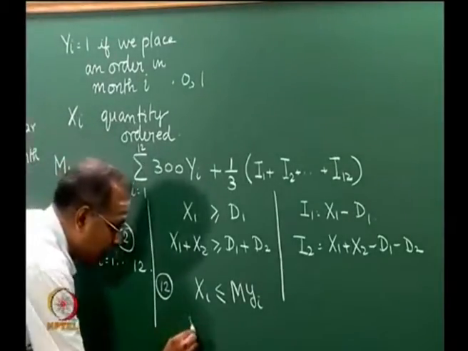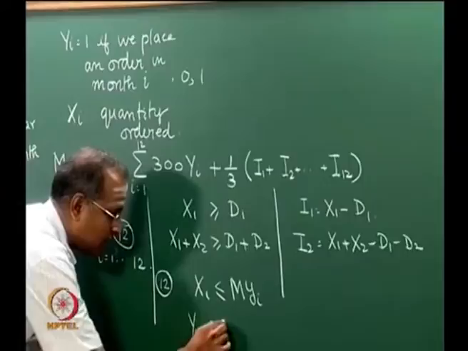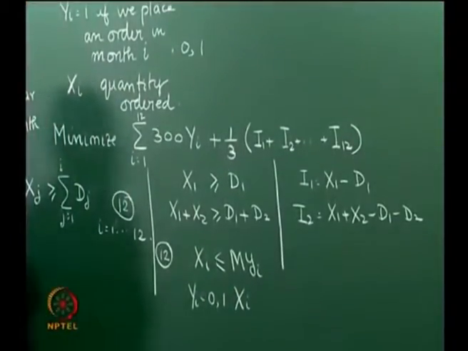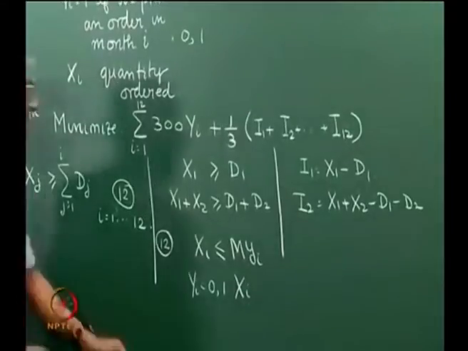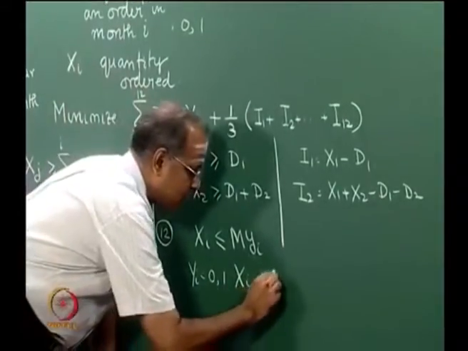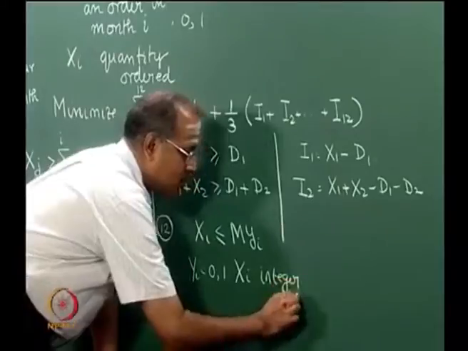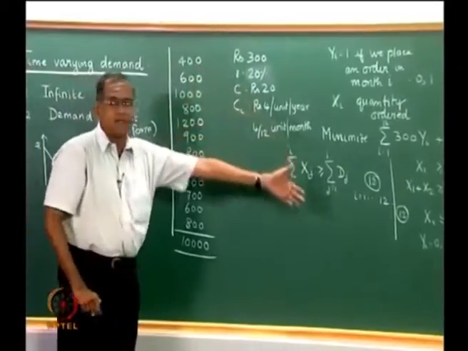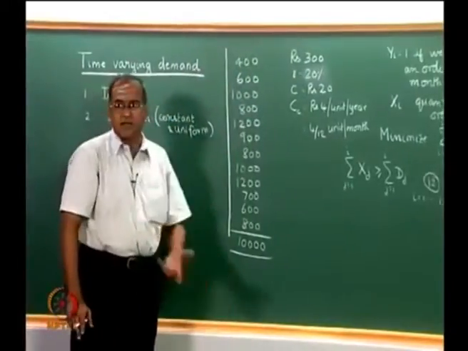Then of course, we have already defined yi to be binary 0 1, and we may define xi to be an integer, or we can define xi to be a continuous variable. So, let us assume we simply define xi also to be an integer, because by the Wagner and Whitin idea we will have all xi's to be integers, because these demands are all integers.